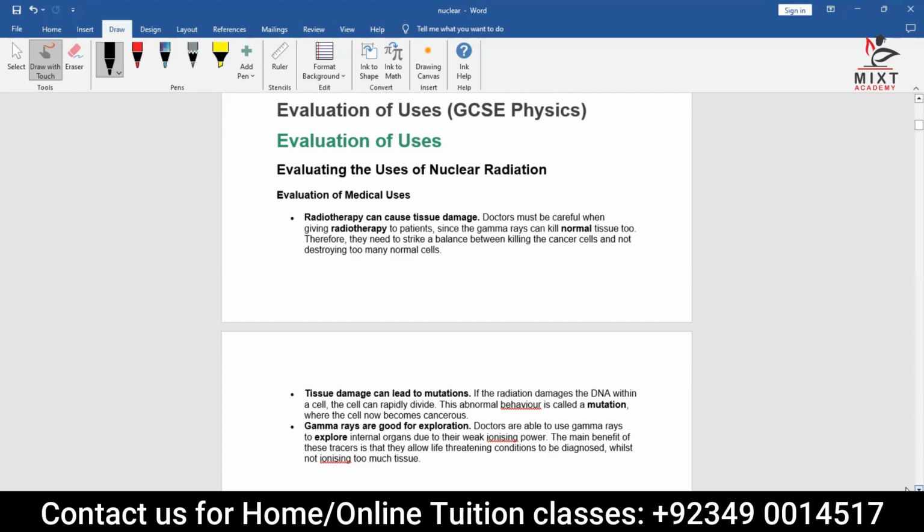This leads to cancer inside the human body. Gamma rays are also good for exploration. Doctors are able to use gamma rays to explore internal organs due to their weak ionizing power. The main benefit of the tracer is that it allows life-threatening conditions to be diagnosed while not ionizing too much tissue. We could put it into the human body and use it for many purposes. At the same time, gamma rays are definitely dangerous, but they are also good exploration tools.